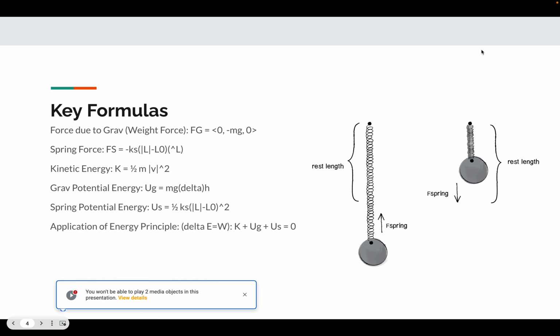And also a very key concept is the application of the energy principle, where delta E is equal to work when it's the total sum of all the forces or all the energy on a system. And we're going to be selecting the ball, and the spring and the ball for our system when we're calculating the force, and then for the potential energies and the energy principle, we're going to be using the spring, the ball, and the earth.